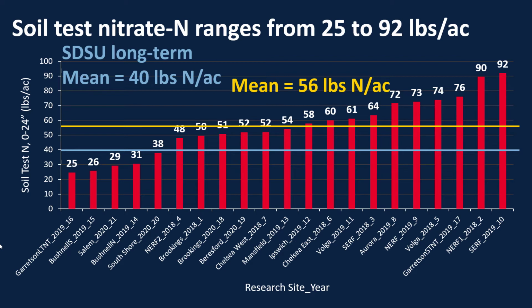But even using this mean, we can see how sometimes we're underestimating how much nitrogen is in there, such as our 92, and we're overestimating how much is in there, such as our 25 pounds per acre. So this really shows that we really need to test our soil to really know how much nitrogen we should credit in this yield goal equation.